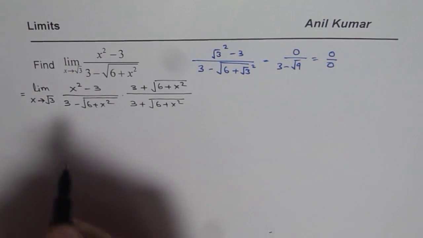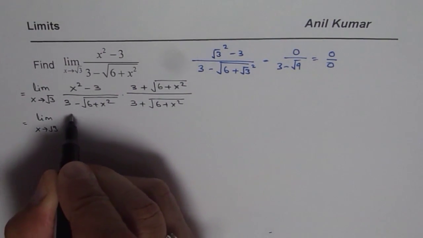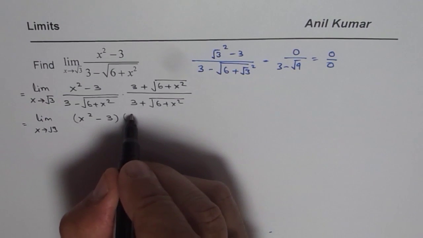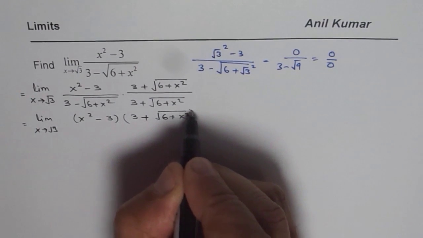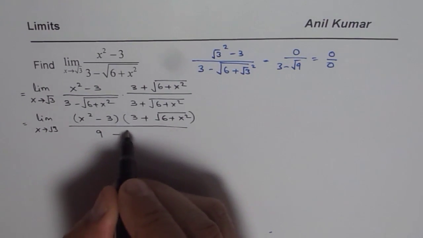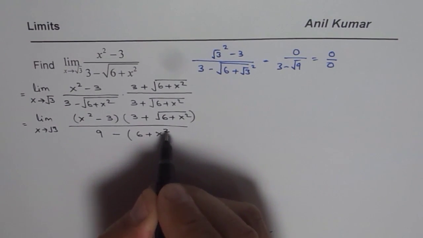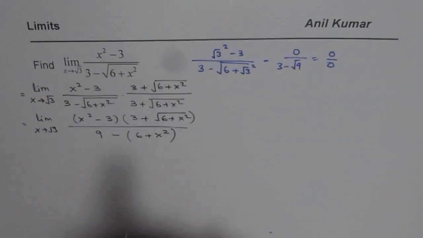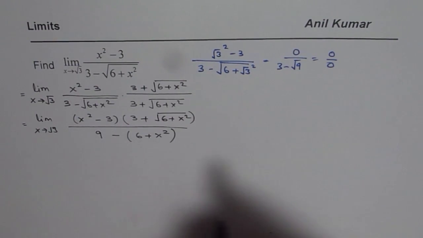Now when you multiply, you should write the numerator as such without expanding, but in the denominator you should expand, and we'll expand using the sum and difference product, which is the difference of squares. So that's the numerator. The difference of squares is 3 squared, which is 9, minus the square of the square root part, which is 6 plus x². So that is what we get here.